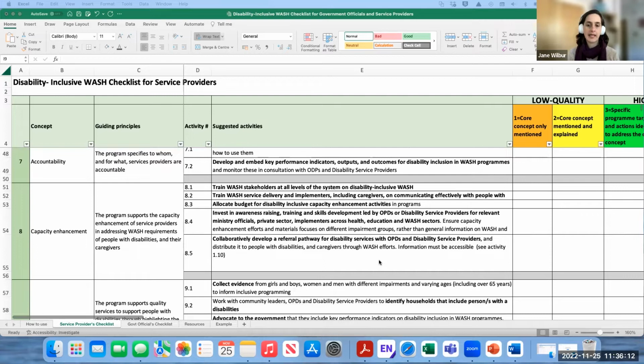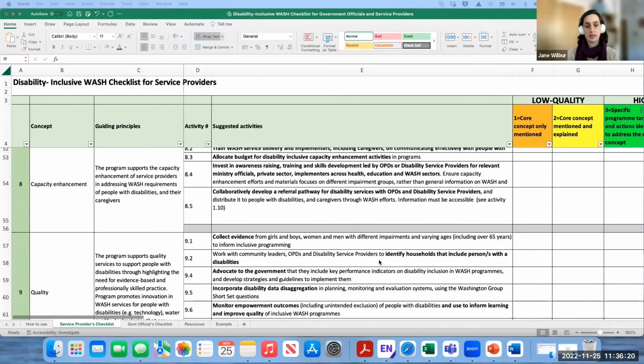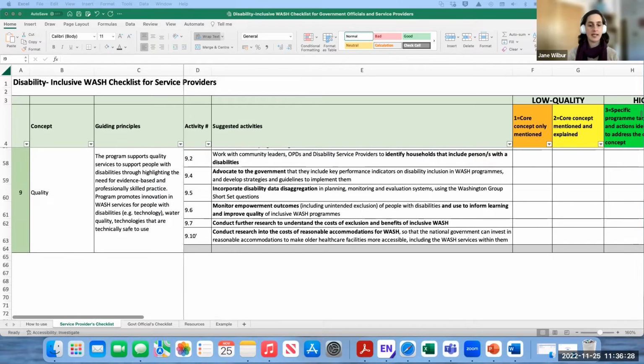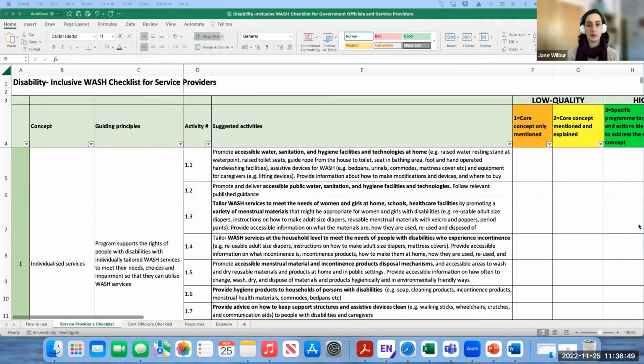Accountability is about being clear about who is accountable for providing what service. Capacity enhancement is enhancing skills and knowledge of WASH sector actors. And finally, quality. This is about developing evidence-based interventions. It includes collecting data with people with disabilities and their families, and then using that to inform, monitor, and evaluate responses. So moving on to the next column, which is guiding principles.